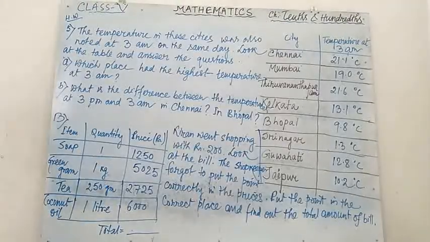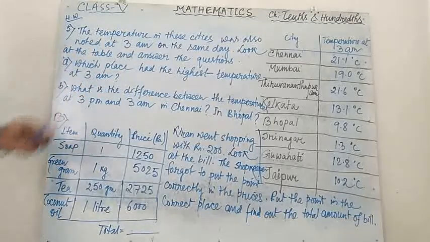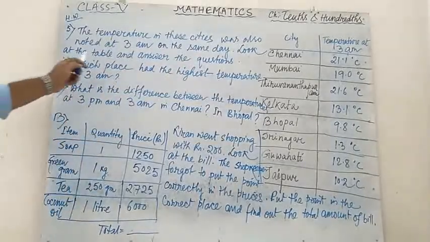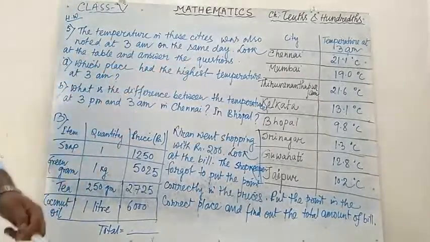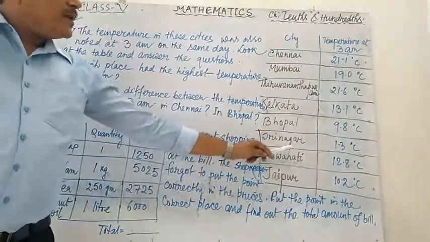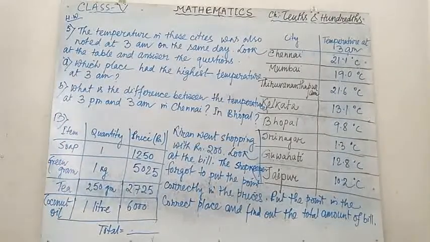Next, number 5. The temperature in these cities was also noted at 3 a.m. on the same day. Look at the table and answer the questions. Now you can see the temperatures at 3 a.m. in the same places are given. Question A. Which place had the highest temperature at 3 a.m.? Number B. What is the difference between the temperatures at 3 p.m. and 3 a.m. in Chennai?